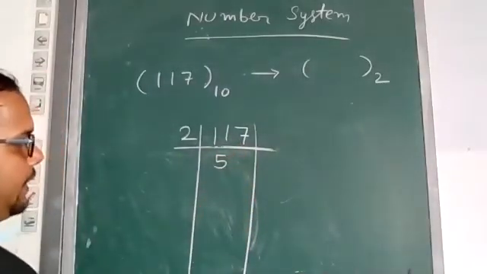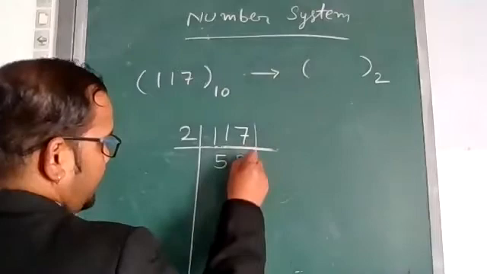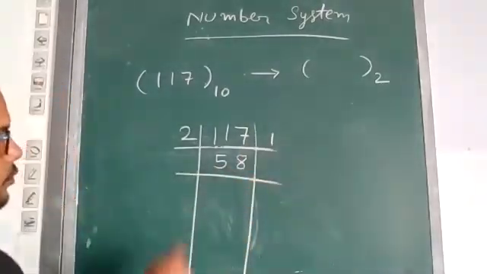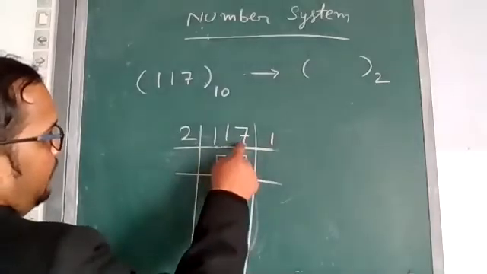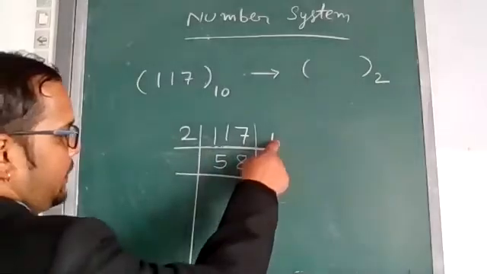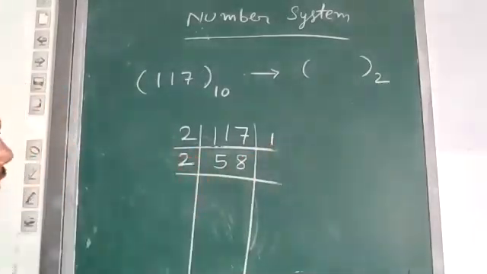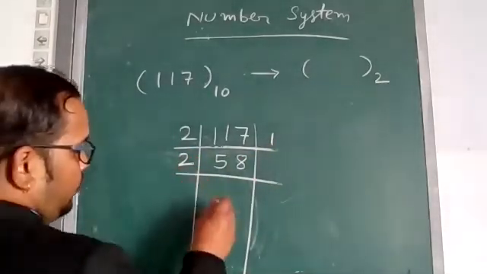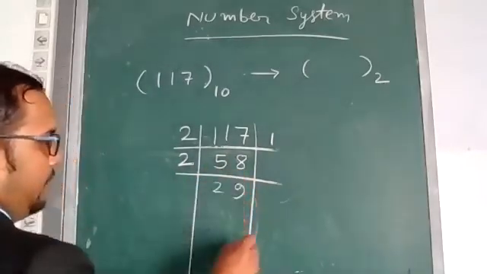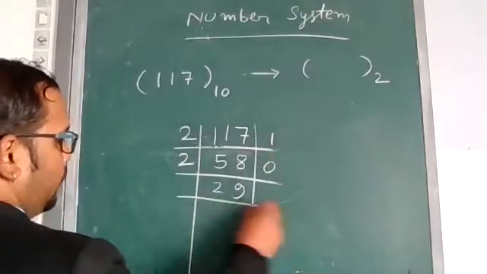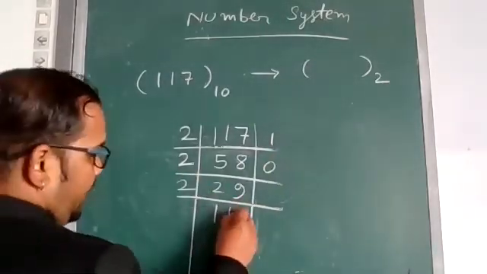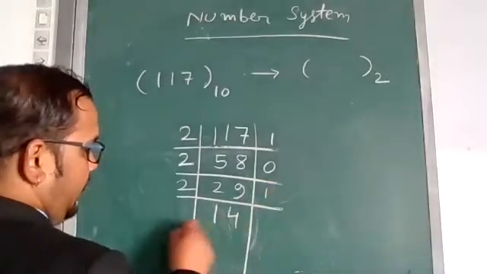So 1 or 7, 17. 2, 8 ja 16. Now 1 is remainder. Similarly, again you have to divide this number by 2. 2, 2 ja 4. Then 2, 9 ja 18. Remainder is 0. Then again 2, 1 ja 2. 2, 4 ja 8. Remainder is 1.